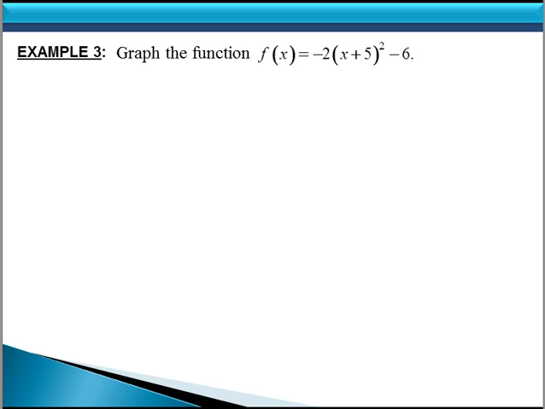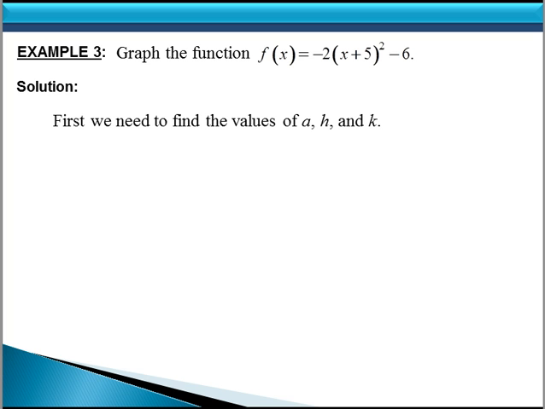So let's look at this function here. We're going to graph the function f of x equals -2 times (x plus 5) squared minus 6. So when you see a binomial with x being squared in your function, that's a good clue that this is written in vertex form. So the first thing we need to do is to find the values of a, h, and k, because remember the a is going to tell us whether it's opening upward or downward, and the h and k will be the x and y coordinates of our vertex.